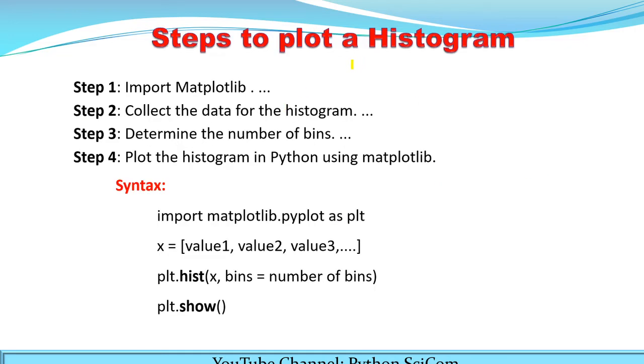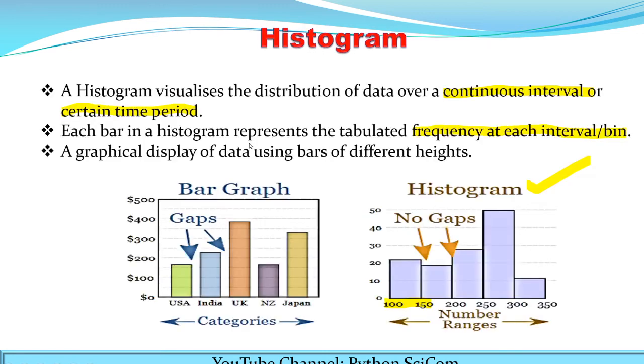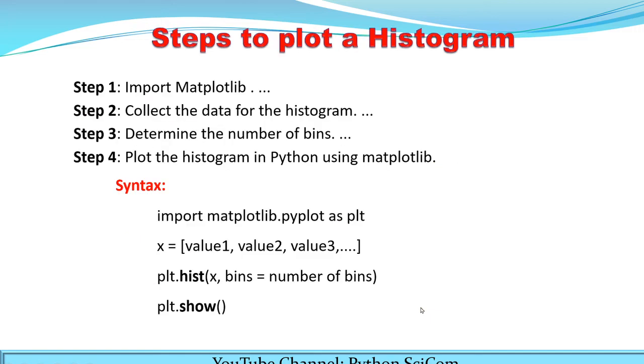Now, let's see the steps to plot the histogram. The first statement will be the import statement. We have to import matplotlib.pyplot. Next, collect the data for the histogram. After that, determine the number of bins. So now what is bins? This range is called as a bins. So you have to determine the number of bins. If you don't provide the number of bins, the system will take the default value. Now plot the histogram using the matplotlib. So this is the syntax of plotting the histogram. First of all, write down the import statement.